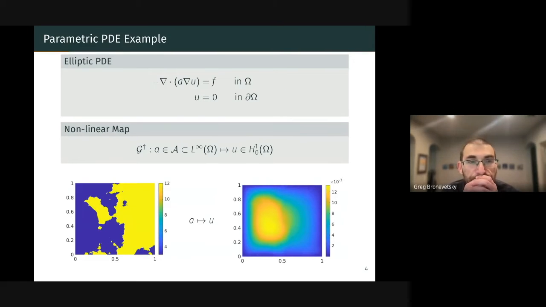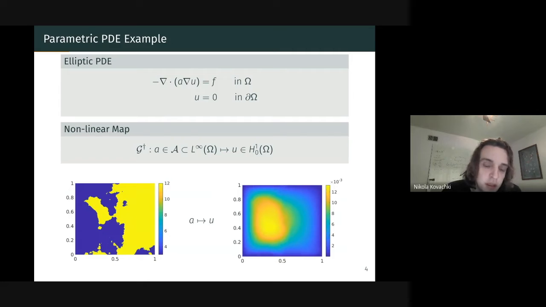If we look at this elliptic PDE here, this is a very simple problem. We have an elliptic PDE with diffusion coefficients A and solution U. You can use this to model, for example, the pressure in subsurface flow. If I have a fluid which is forced by a given function F, in a material with diffusion coefficients A, its steady state will be given by the solution to this equation, which will be U.